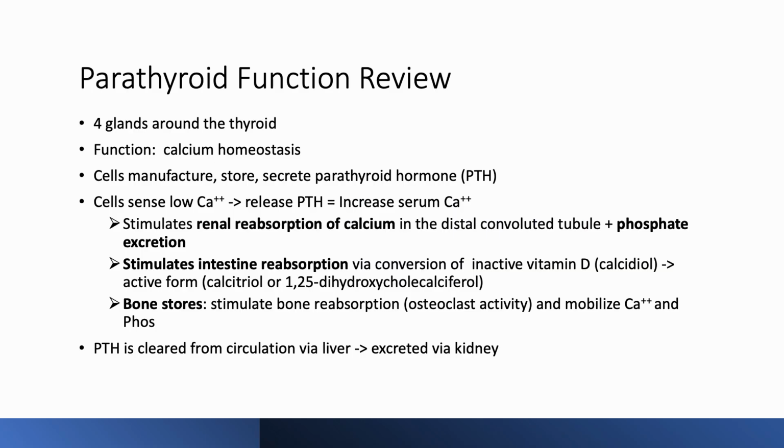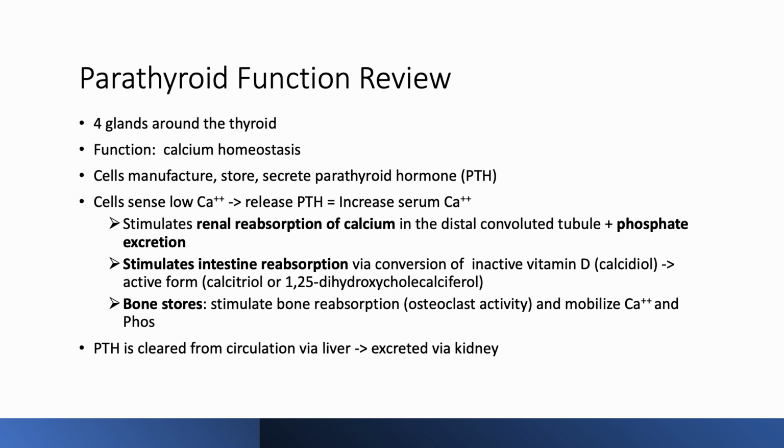Just a brief overview of our parathyroid function. We generally have 4 glands around the thyroid. They're not completely static. We don't all have 4. There might be more or less, but in general, they're somewhere posterior to the thyroid or next to it. And the function is calcium homeostasis. So the parathyroid cells manufacture, store, and secrete our hormone PTH.